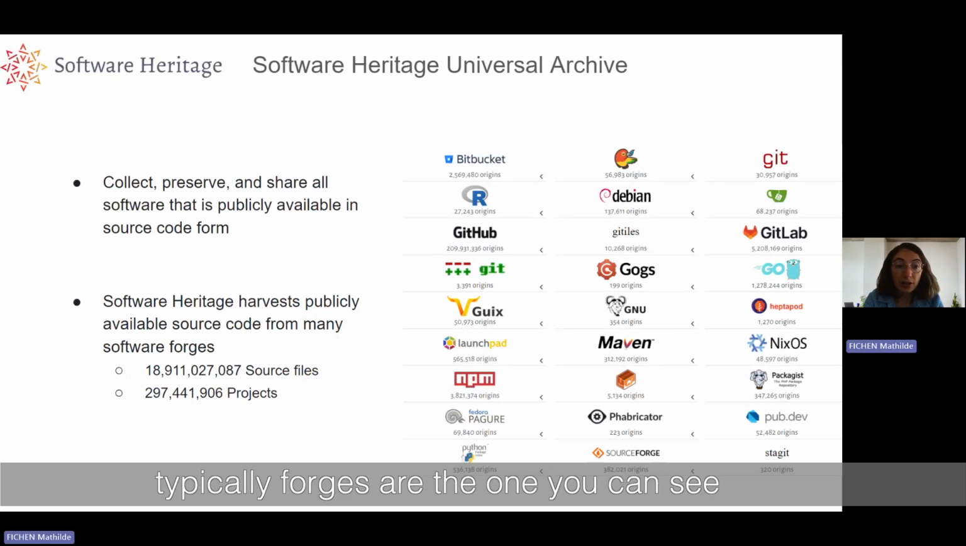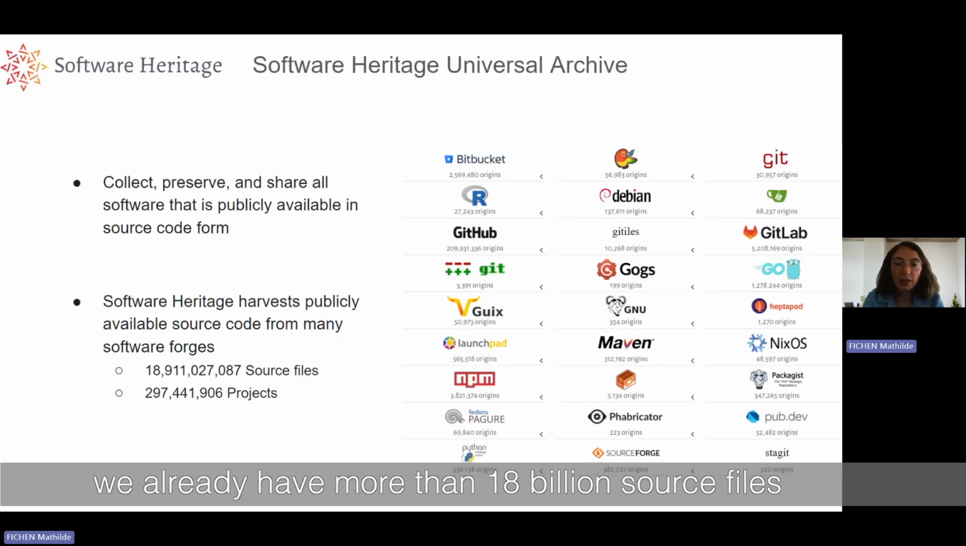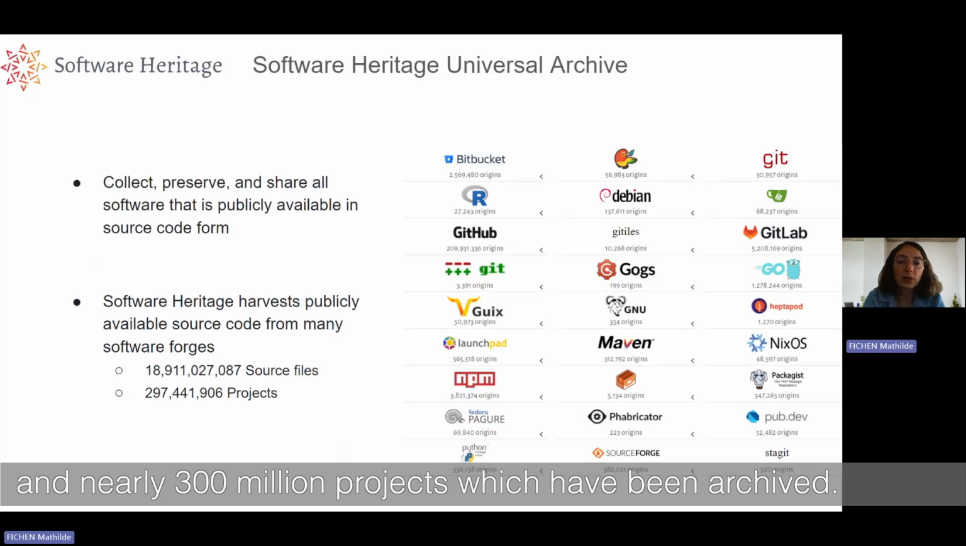Typically, forges are the ones you can see on the right of the screen. The most well-known you might recognize are, for example, GitHub or GitLab. So Software Heritage will automatically harvest all of those forges and secure the source code into the archive. To give just some numbers, we already have more than 18 billion source files which have been archived via this process, and nearly 300 million projects which have been archived.